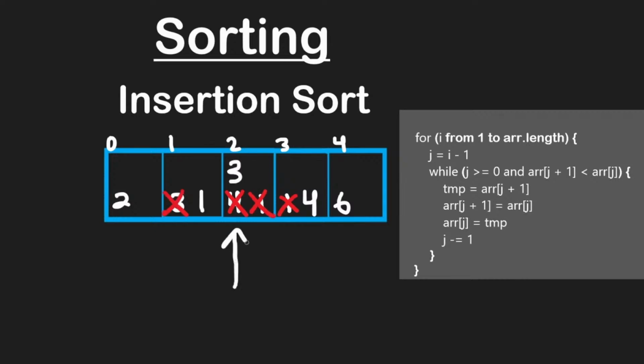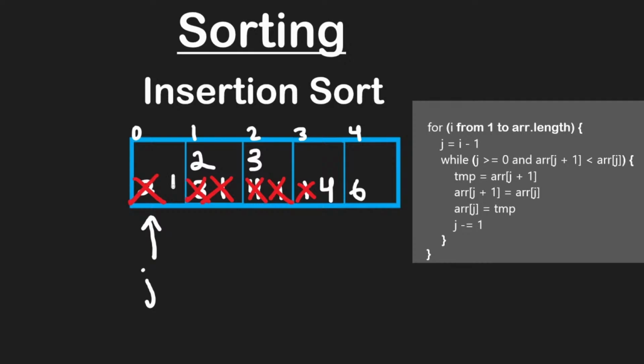So now we have our 3 over here and our 1 over here, but we're not done yet. We're going to decrement our j one more time. So now j is going to be over here. It's still in bounds. And the value at j plus 1 is again less than the value at j. So now we're going to do another swap. So the 2 is over here and the 1 is going to be over here. And now j is going to be shifted to the left by 1 again.